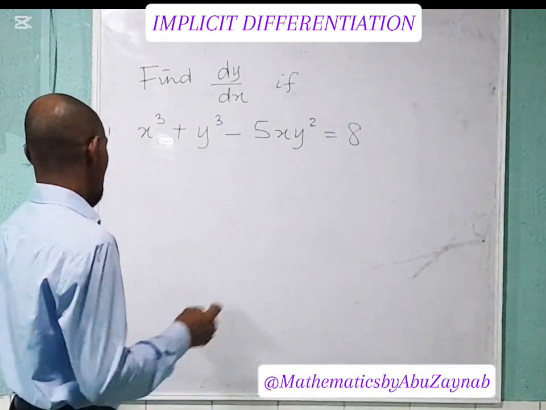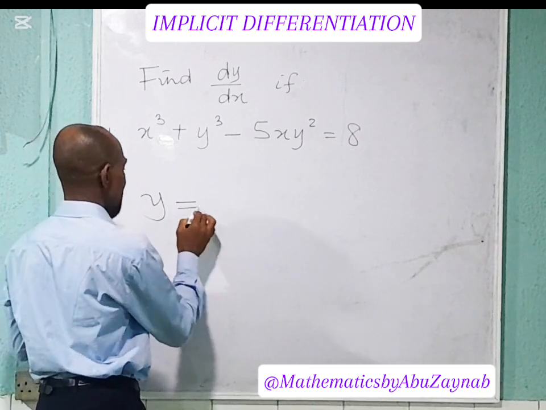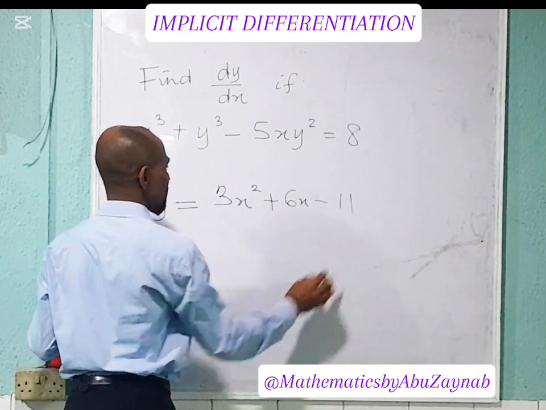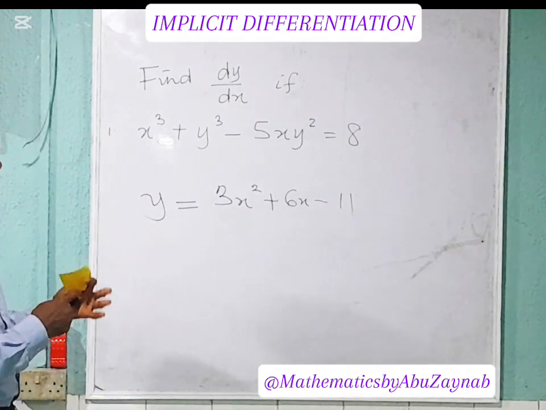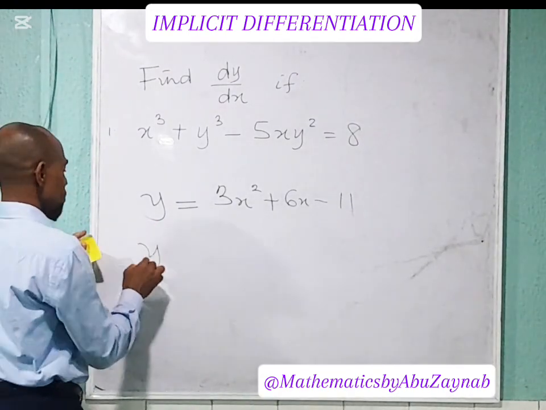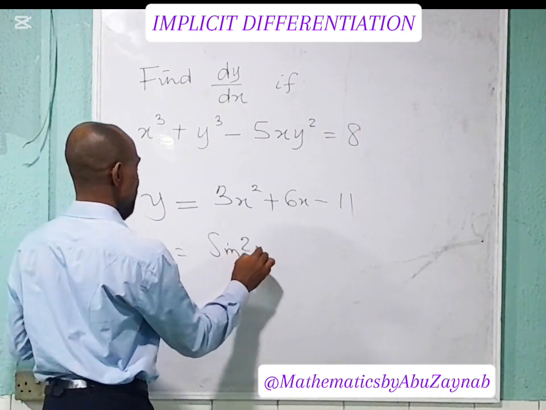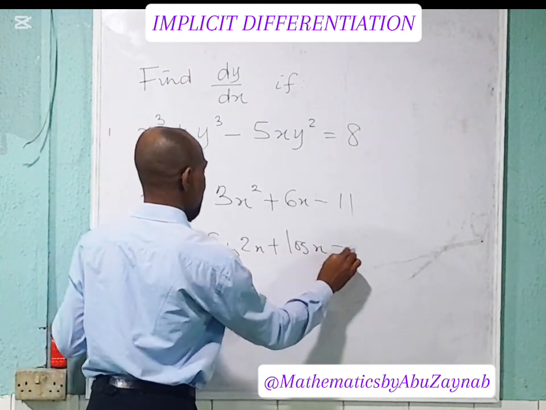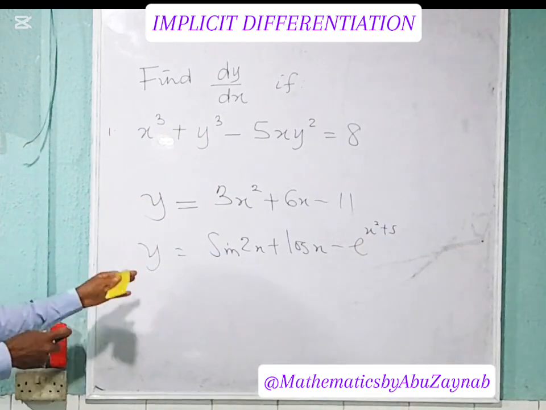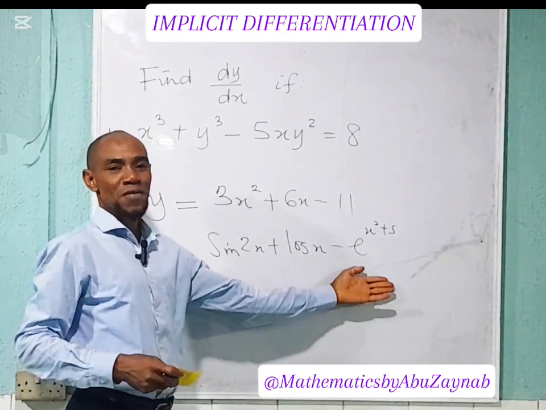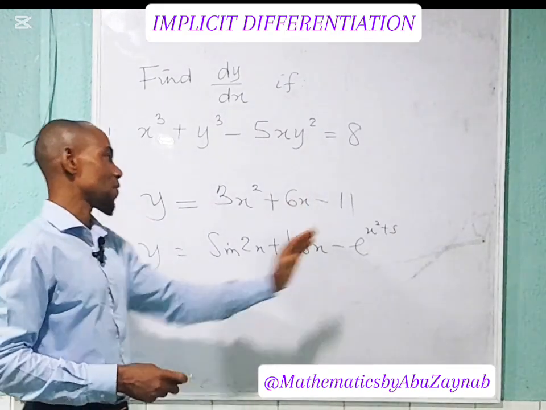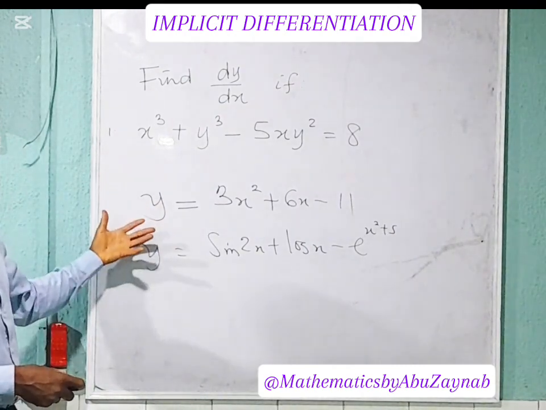What does that mean? If you look at the previous questions, we have things like, for example, y equals 3x squared plus 6x minus 11. This means that y is explicitly written in terms of x. Or I have, say, for example, y equals sine 2x plus log x minus e raised to power x squared plus 5. Again, y is written explicitly in terms of x. It's as though y has been made the subject of the formula in terms of x. This is the meaning of explicit.